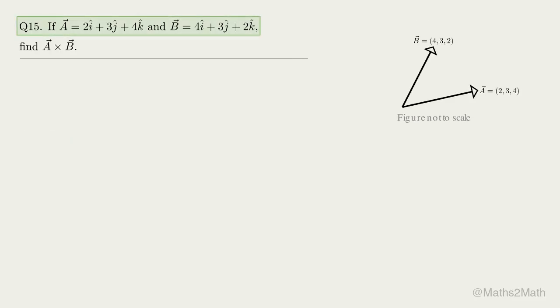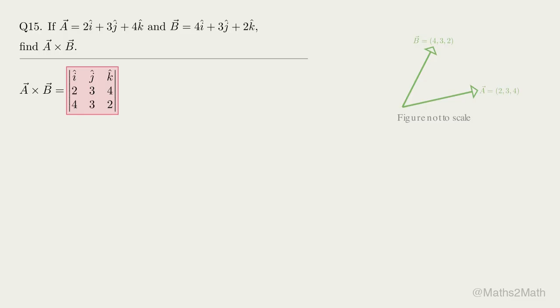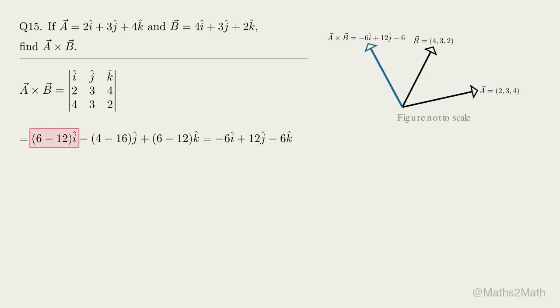Question 15. A is 2i hat plus 3j hat plus 4k hat, and B is 4i hat plus 3j hat plus 2k hat. Find A cross B. What does this mean? Expand the determinant with i, j, k in the first row. Set up the determinant with the unit vectors in the first row and the components below. The i component is 6 minus 12, minus 6. The j component is minus 4 minus 16, plus 12. The k component is 6 minus 12, minus 6. Hence, A cross B is minus 6i hat plus 12j hat minus 6k hat.